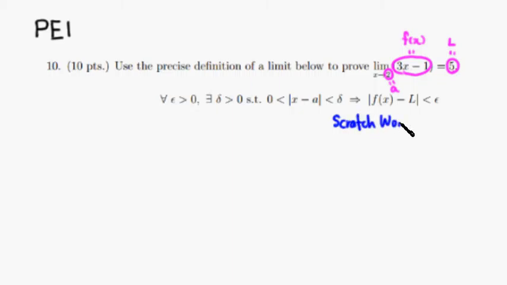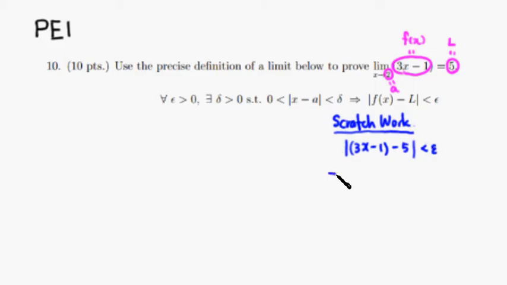This is not part of the proof, but it's a good way to find the expression for delta. We're going to go backward and start from the conclusion we want to make. In this case, the distance between the function, which is 3x minus 1, and the limit value, which is 5, is less than epsilon. So this is what we want.